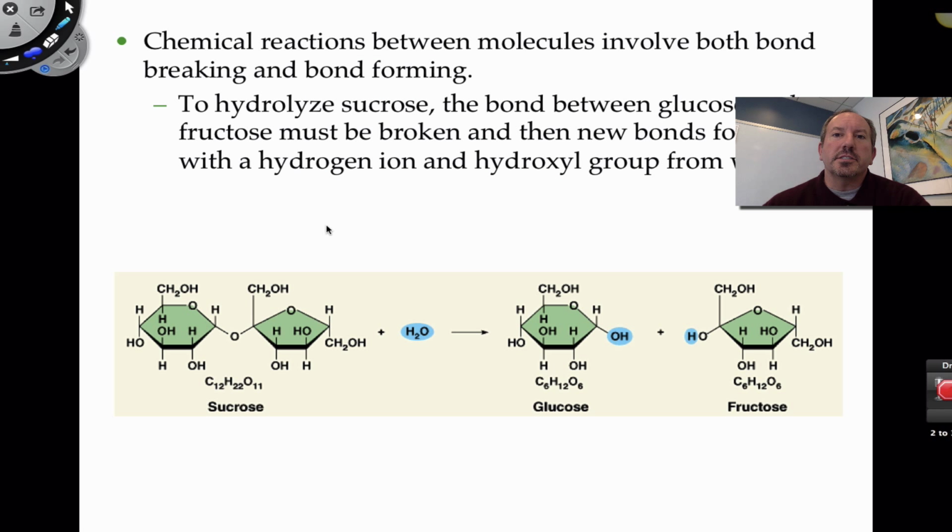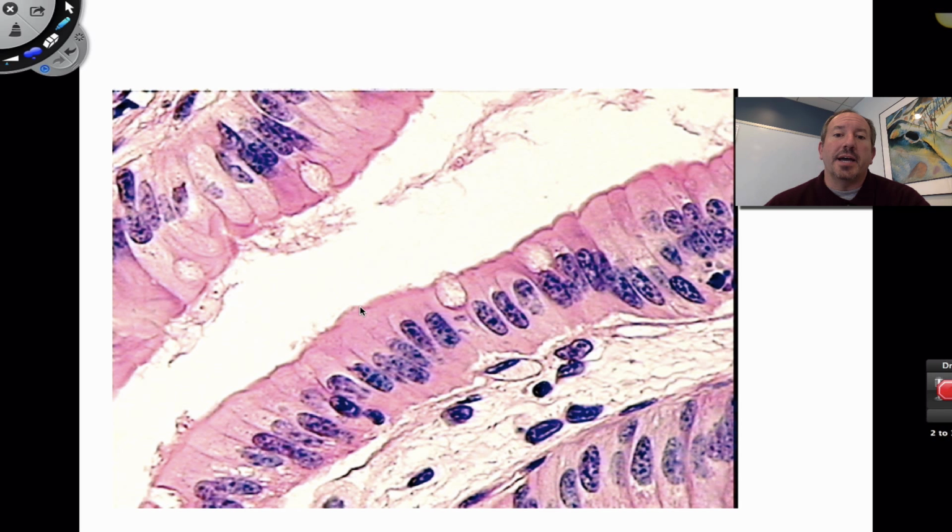Chemical reactions between molecules are all about breaking bonds and forming new ones. The hydrolysis of sucrose is an example of that, and the enzyme sucrase can speed it up. Now, where is that happening in our body? Well, it's happening in our small intestine. For example, food is coming down, principally sugar. And here's the sucrose right here. This is that disaccharide that we were just talking about.